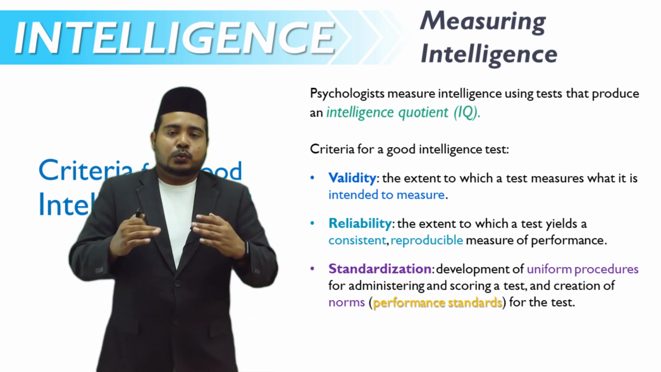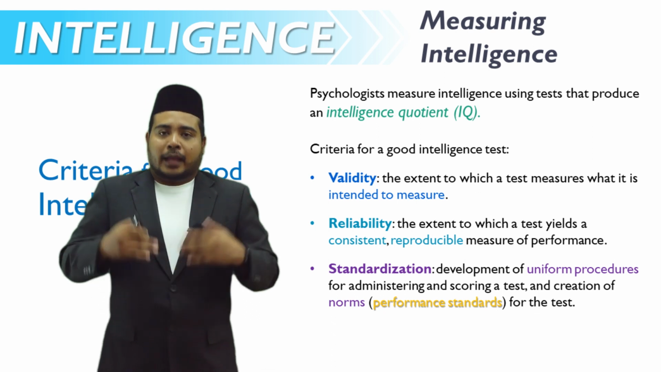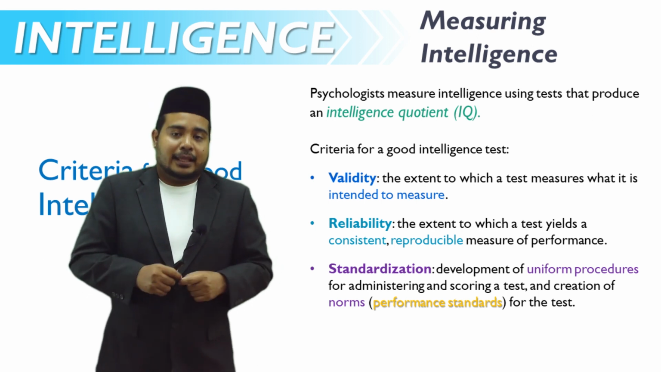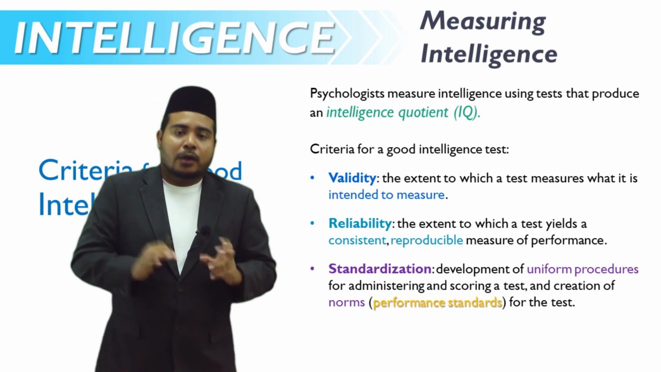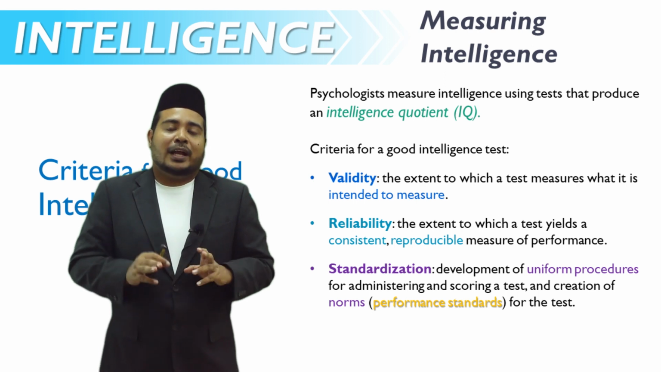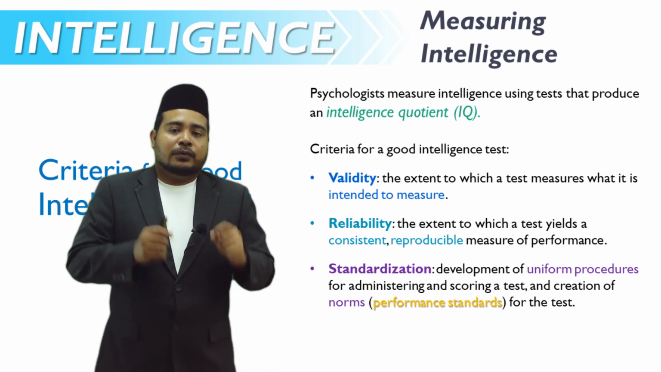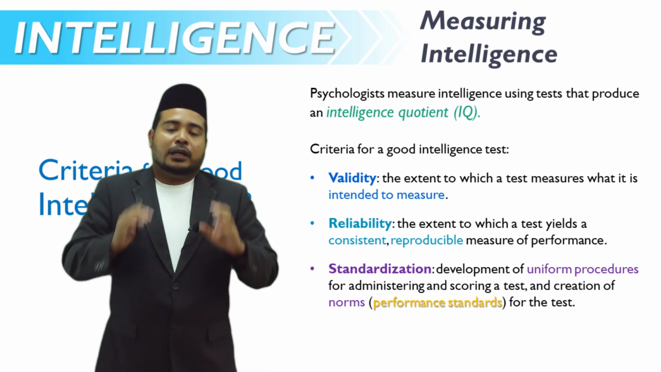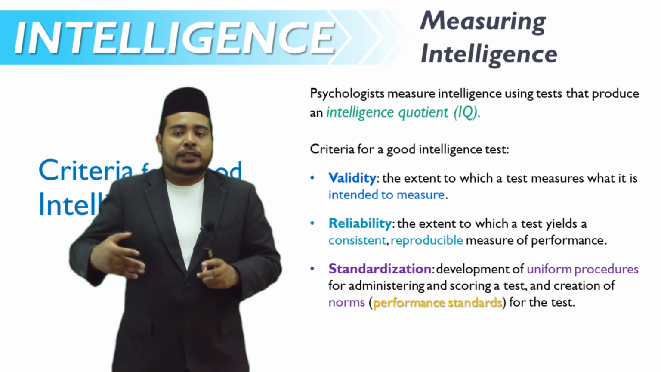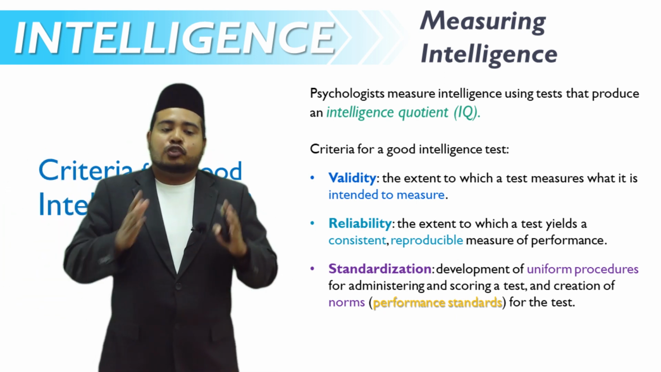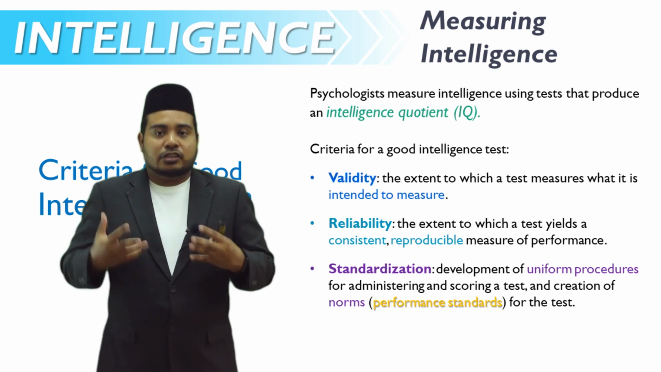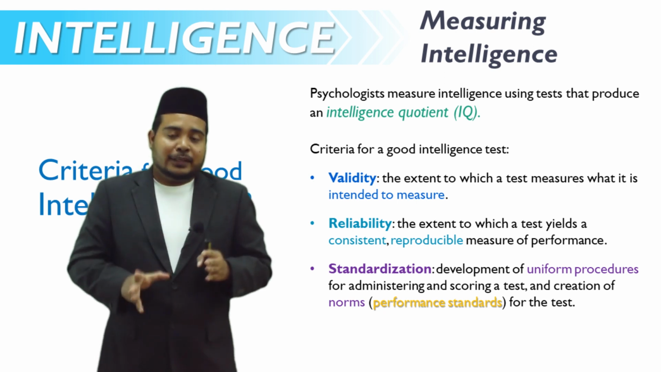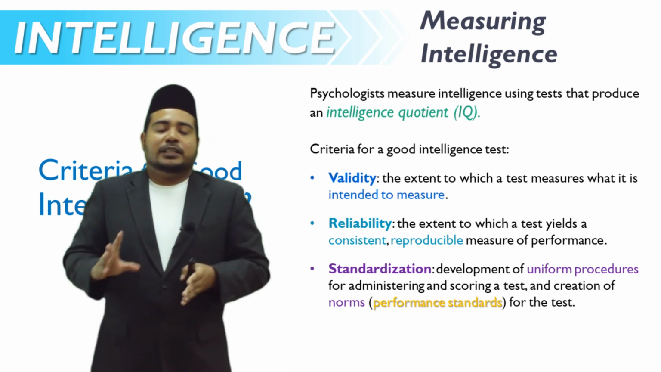Okay, so besides these two main criteria of a good intelligence test, an intelligence test must have the ability to be standardized, which we call standardization. This is the development of uniform procedures for administering as well as scoring an intelligence test, and the creation of norms for the test, which must have similar or consistent standards. So, uniform procedures. Basically, if we want to use it in different contexts at other times, the procedure must be the same. The interpretations of the scoring must be highlighted and specified.